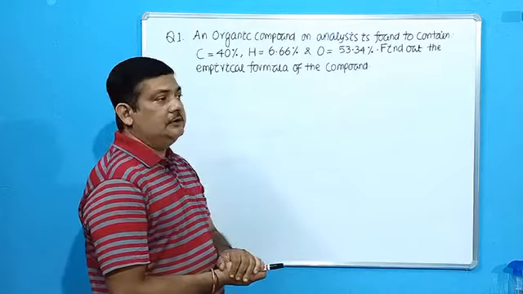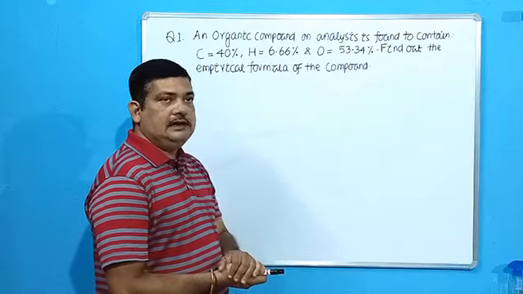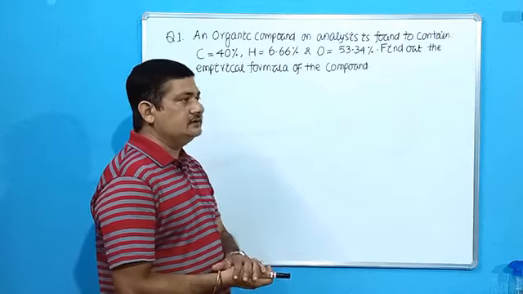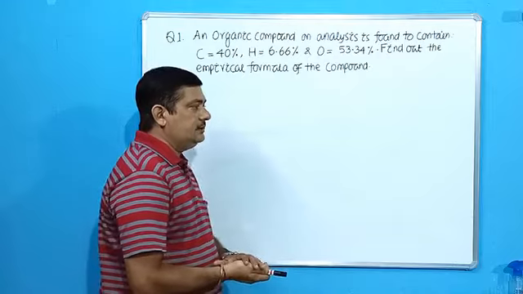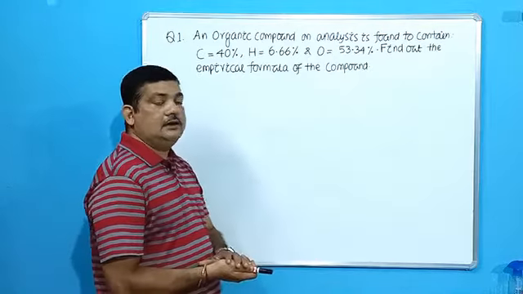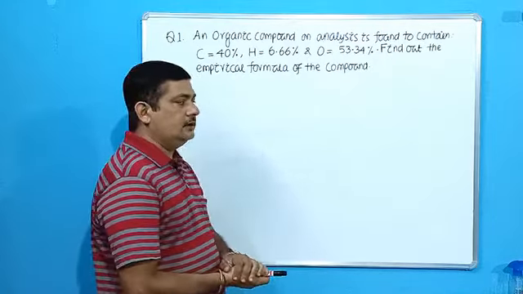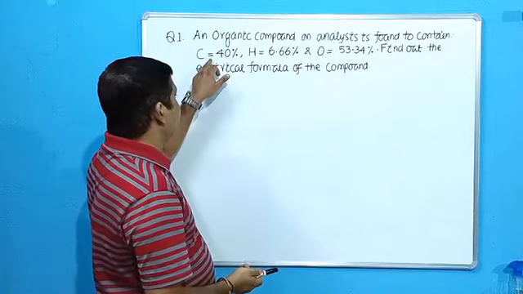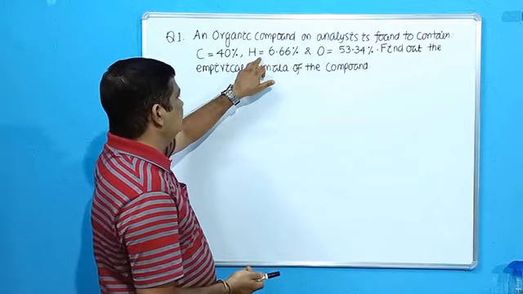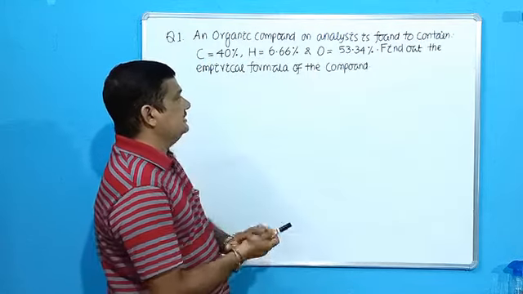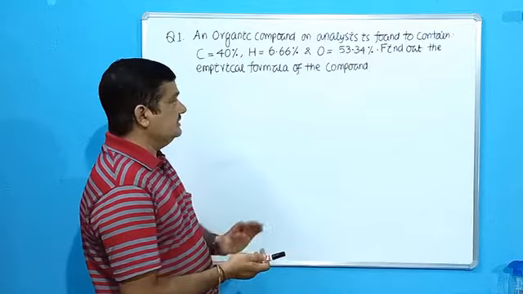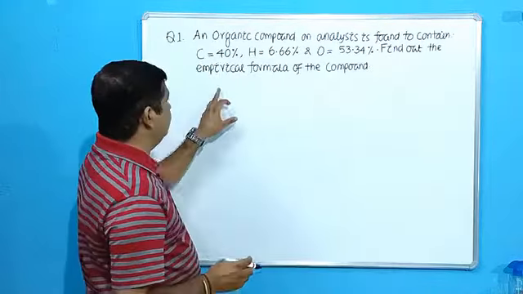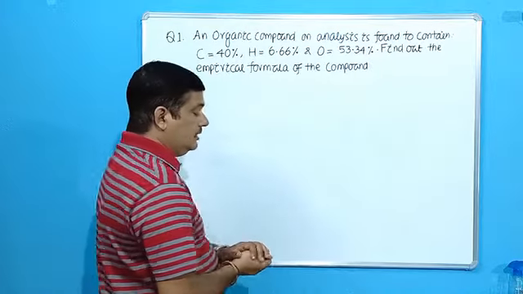What is an organic compound? It primarily contains carbon as an essential component, and hydrogen, oxygen, sulfur, nitrogen as other parts. So carbon-containing compounds are mostly called organic compounds. Later on we will come to know more about organic compounds. Carbon percentage is 40%, hydrogen percentage is 6.66%, and oxygen percentage is 53.34%. This is the data given to you. The question is to find the empirical formula of the compound.